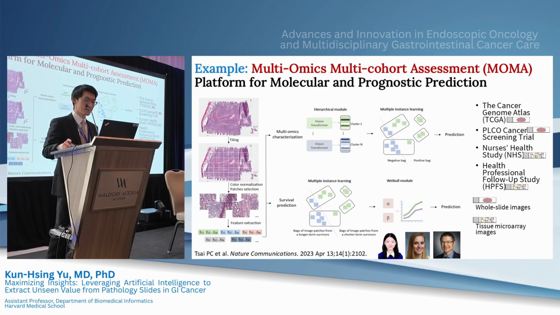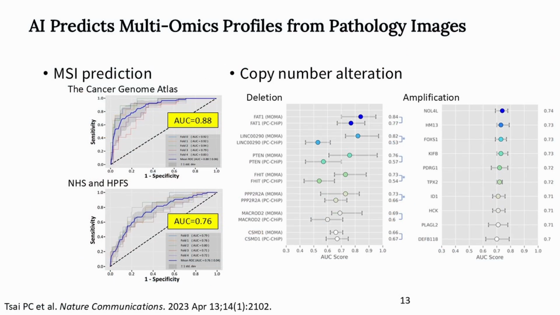And for the survival prediction part, we basically connected standard statistical methods for predicting survival without deep learning extracted features. And for the multi-omics part, we use multi-instance learning to capture the typical patterns related to microsatellite instability, as well as many important clinical genomic profiles. And here are our results.